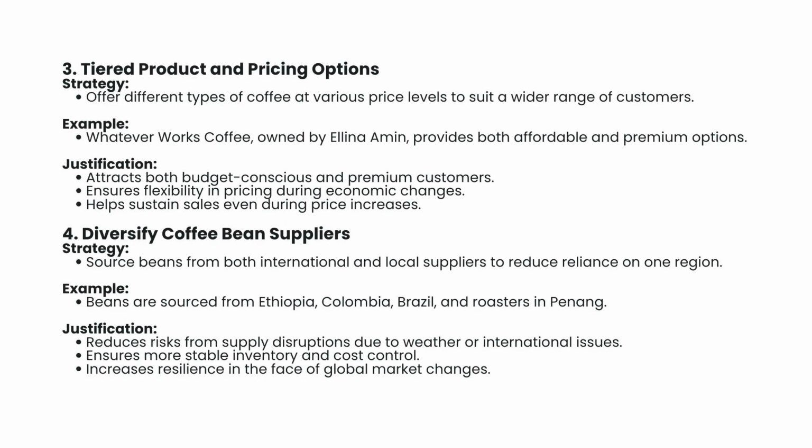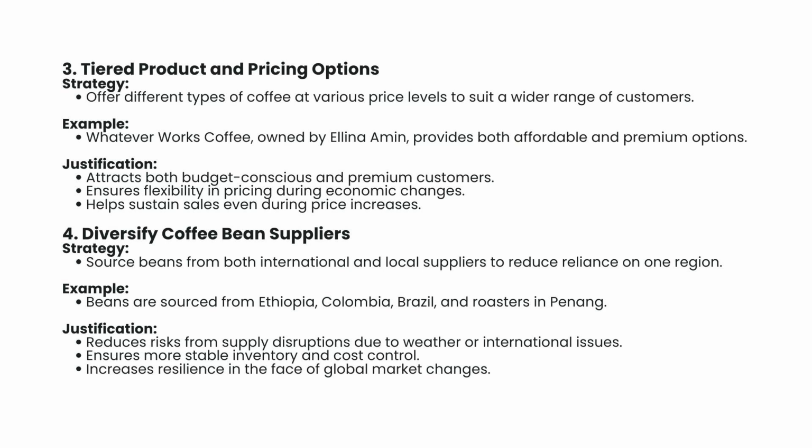The third strategy is to offer different product and pricing options. This means providing different types of coffee at various price levels to attract a wider range of customers. For example, Whatever Works Coffee, owned by Elena Amin, offers both affordable and premium options. This strategy helps attract both budget-conscious and premium customers, ensures flexibility during economic change, and helps sustain sales even when prices go up.